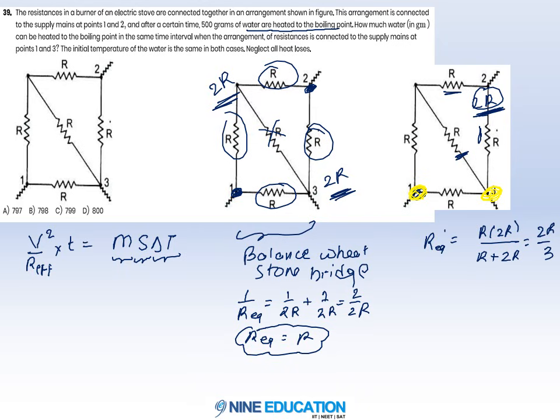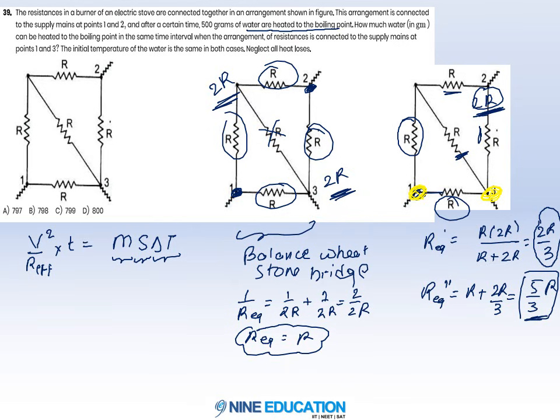Now this 2R by 3 is in series combination with R. So R equivalent double dash becomes R plus 2R by 3. So what we are getting? We are getting 5 by 3 R. Now this 5 by 3 R is in parallel combination with this R. So this is R equivalent 1, this is R equivalent 2, we will get 5 by 3 R into R upon 5 by 3 R plus R. So from here we will get 5 by 8 R.